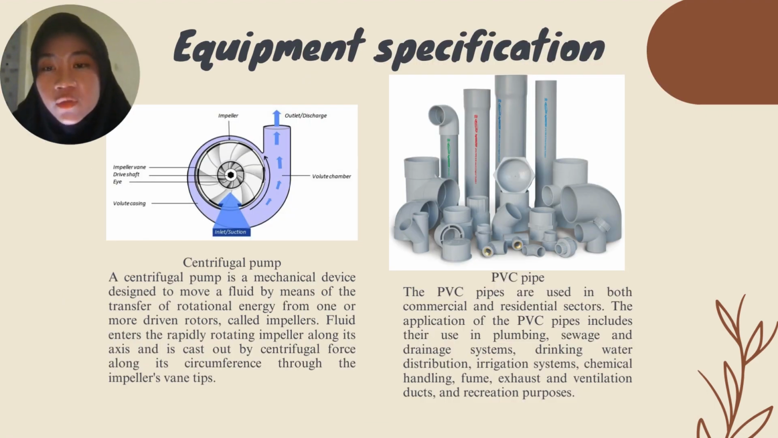The specification of our equipment starts with the centrifugal pump. The data of the centrifugal pump for the efficiency and also for the Q, the volumetric flow rate, will be provided later. And these are the pipes. The pipe we are choosing is the PVC pipe.